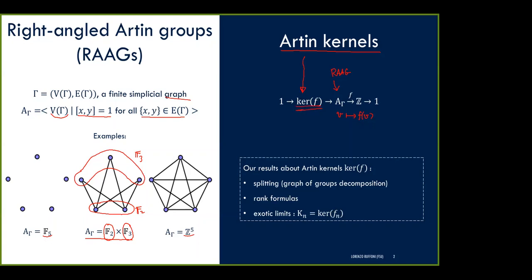And then the question is, can we understand what kind of groups we create in this way? And just before going into more definitions and examples, I want to say what kind of results we obtain about them. And this is my box over here. So results we obtain about Artin kernels and about splitting these groups, understanding them, and how can we decompose them into easier groups. Find formulas for the rank of these groups. If you're not familiar with what the rank of a group is, that's just a measure of its dimension, how big the group is, and then find some exotic behavior that we can find with these Artin kernels. So these are the 3 results that we present.